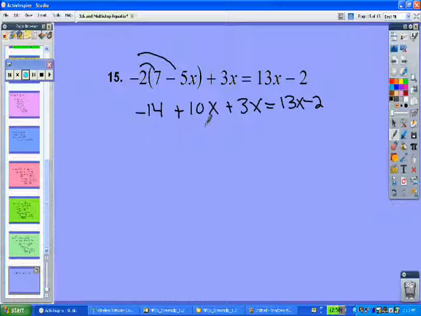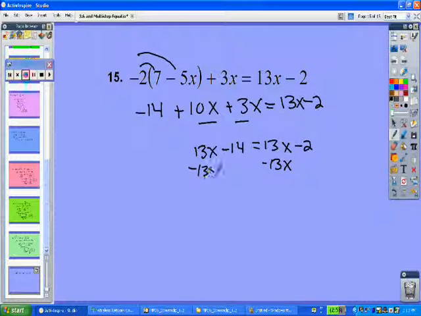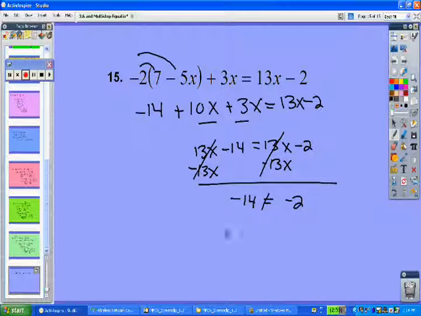When I combine like terms here, I get 13x minus 14 equals 13x minus 2. I need the variables to be on the same side, so I'm going to subtract 13x. Oh, you do notice that the variables cancel out on both sides, and I'm left with negative 14 equals negative 2. Well, no, it doesn't, so the answer is no solution.